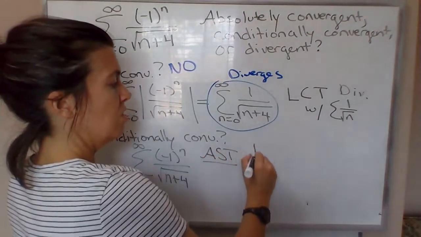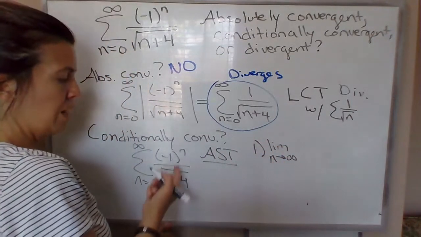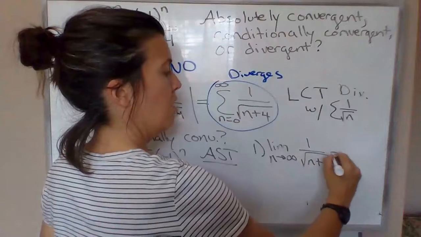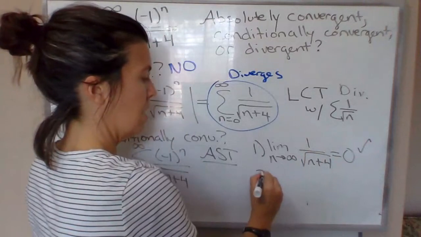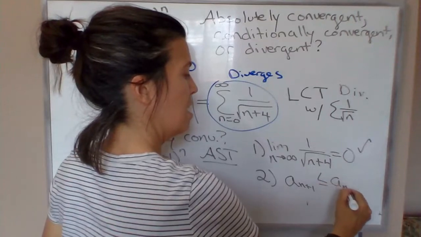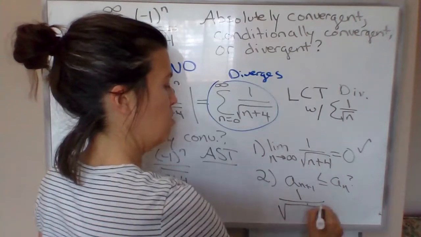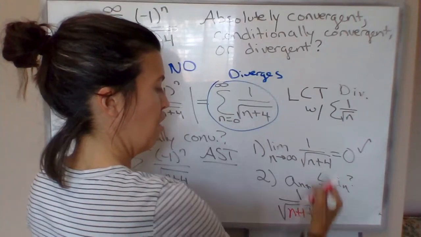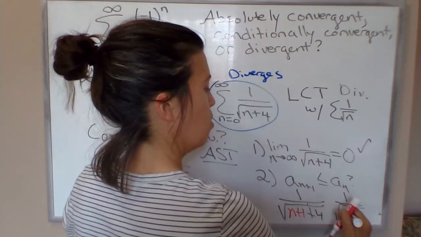With that, you check two conditions. First is the limit of the non-alternating part. In place of (-1)^n, we just put 1 over the square root of n plus 4. Is that 0? In this case it is, because it has the form 1 over infinity, so that's going to 0. And is a_(n+1) less than or equal to a_n? Well, in this case that would be 1 over the square root of (n+1) plus 4, if I replace n with n+1, compared with 1 over the square root of n plus 4.